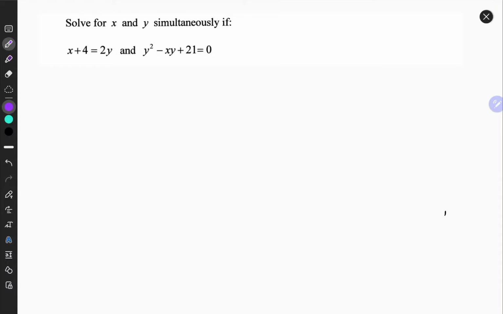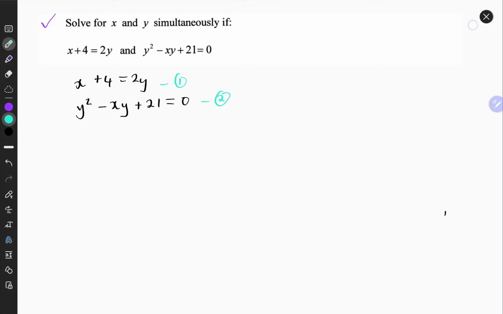Right, grade 11s, let's solve for x and y simultaneously. So the first thing that we're going to do is rewrite the two equations and label them as 1 and 2. The approach that we're going to take to solve these simultaneous equations is the substitution method. And how the substitution method works is we're going to substitute one of the equations into the other equation so that we have an equation that only has y in it or only has x in it.